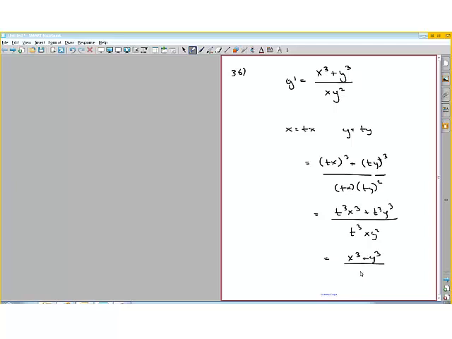Which is some value of n, t to the n. Well, n is 0 in this case because it's just the same original equation. So it is homogeneous.